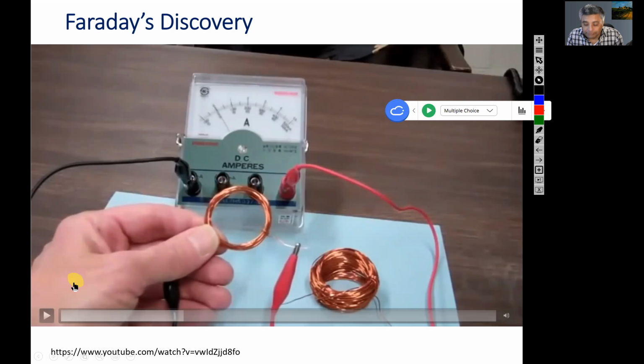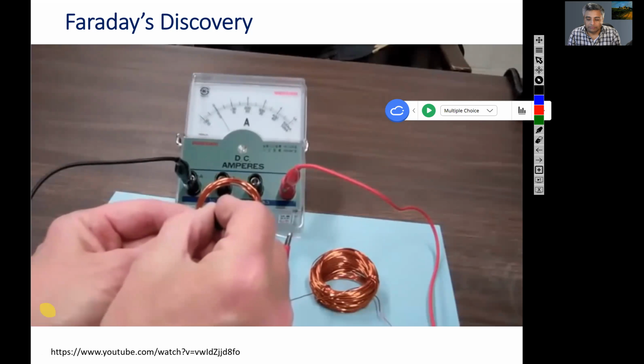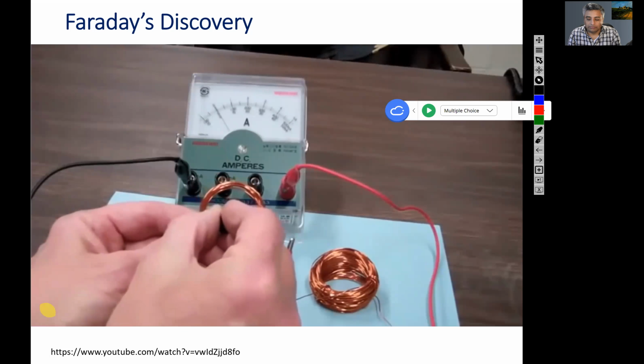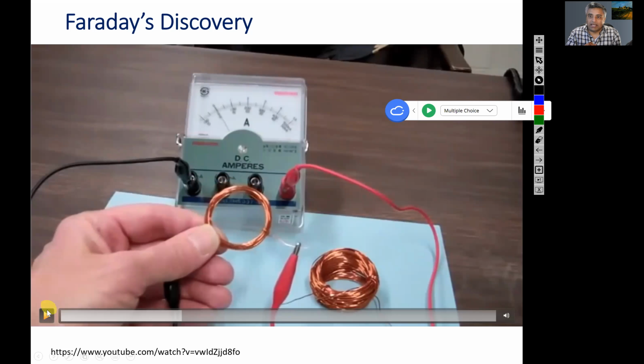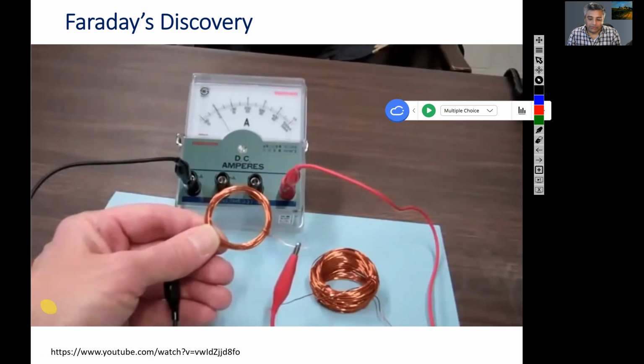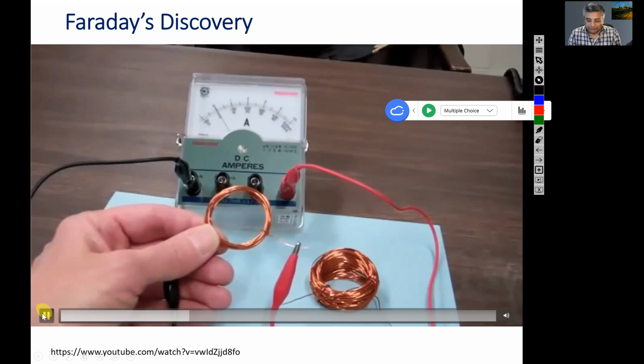Anyway, that's what it means. So let's watch one more time. Changing going into the coil, there's a positive current flowing. When it's changing coming out of the coil, there's a negative current flowing. So right versus left. Did you notice that? The needle deflects a little bit right when it's going in and a little bit left when coming out.